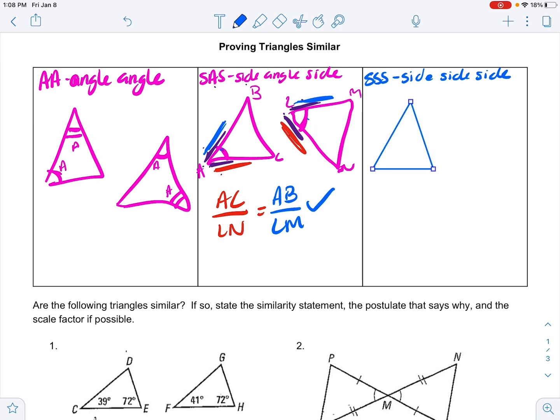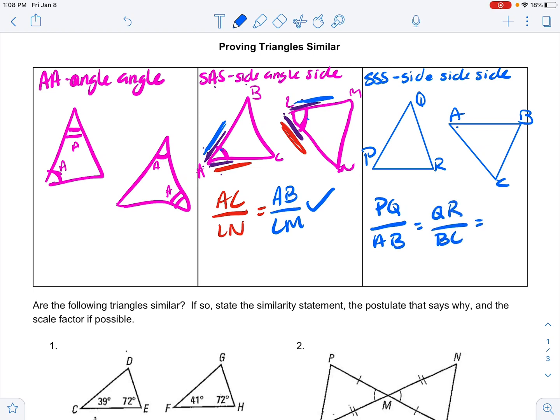Okay, side, side, side says if we have two triangles, PQR and ABC, I should be able to set up my three proportions and they should be equal. So if I have PQ over AB equals QR over BC equals PR over AC. If I can set up those three proportions and they're equal, then yes, they're similar by side, side, side.